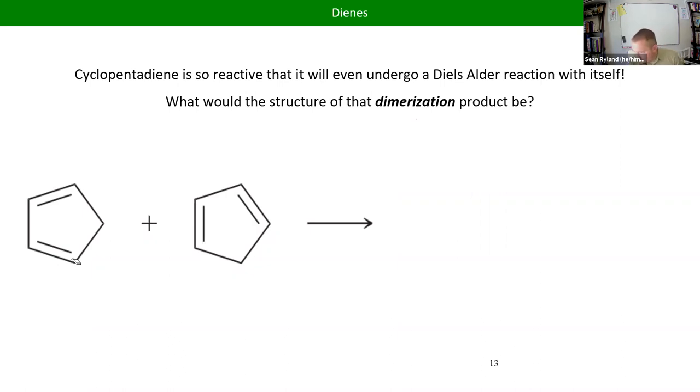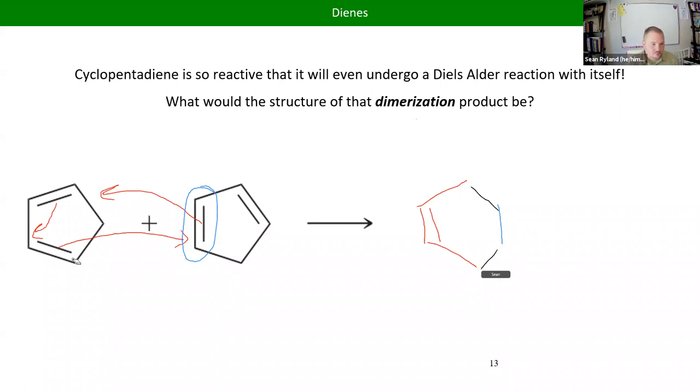So if we drew our mechanism here for the sake of showing what bonds are going to be formed. It's still going to be a 4+2 reaction. We're still going to wind up making a cyclohexane group, moving a pi bond over. But it's going to look a little bit weird because we have an extra carbon attached to both ends of our cyclohexene group. So if we start by drawing our cyclohexene, and I'm going to draw our dienophile carbons in blue. Our new bonds are in black.